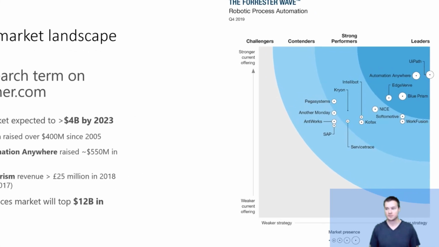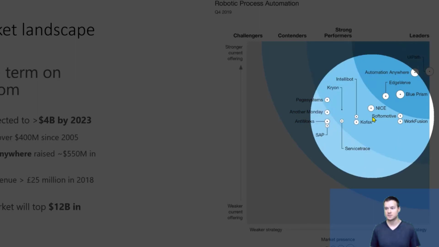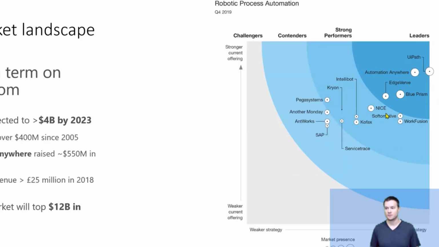And what's also important, here we have the company called Softomotive, which was a very strong performer this year, even at the beginning of this year. But then in May, Microsoft announced that they acquired this company. And by this acquisition, they gained a whole new set of tools and knowledge on how to create their own RPA.